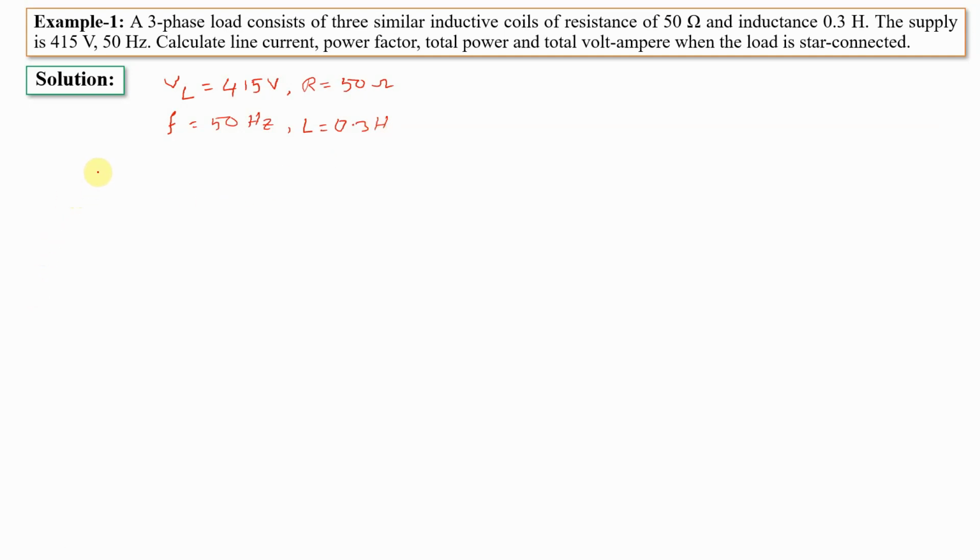First of all, we can calculate the phase voltage. As we know, in a star connected system, the phase voltage is line voltage upon root 3. So it will be 415 upon root 3, and that is 239.6 volt.